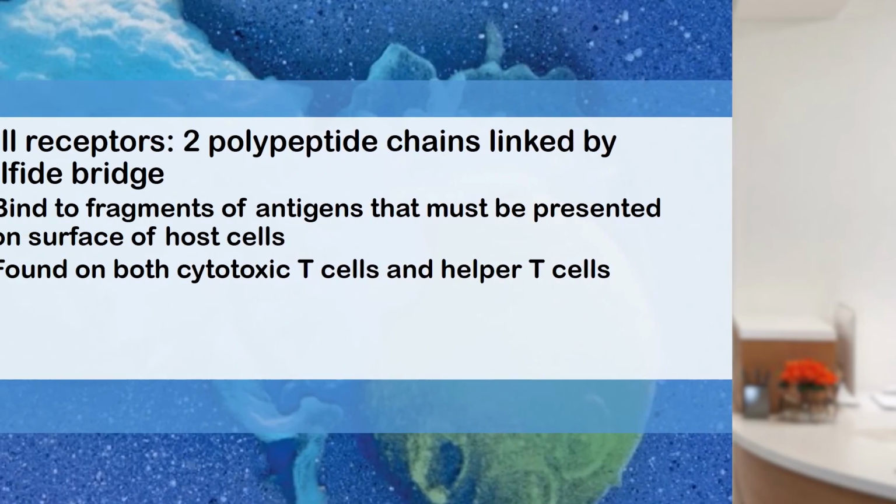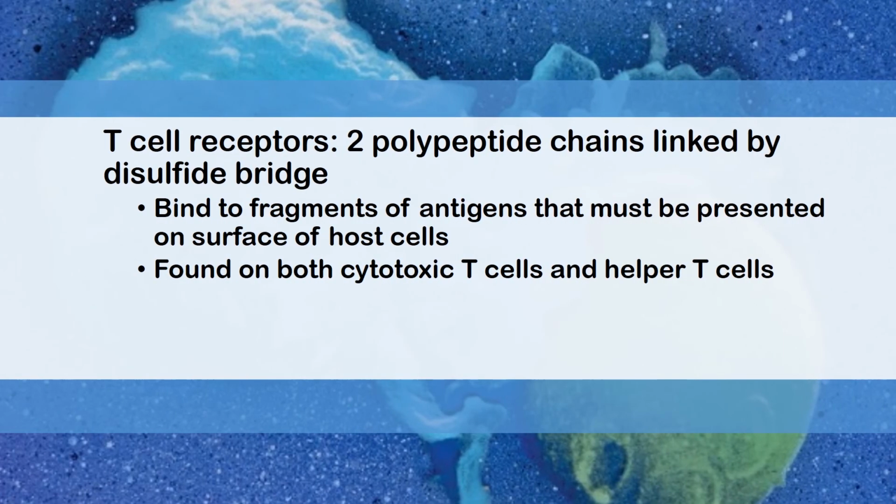Our final type of receptor that we wanted to talk about today are going to be the T cell receptors. These are going to be two polypeptide chains linked together by a disulfide bridge. They will bind to fragments of antigens that will be present on some type of host cell, either the antigen presenting cells or the MHC1 bearing cells. In doing so, they will go through and communicate what compounds those cells have interacted with. They're going to be found on both cytotoxic T cells and the helper T cells.